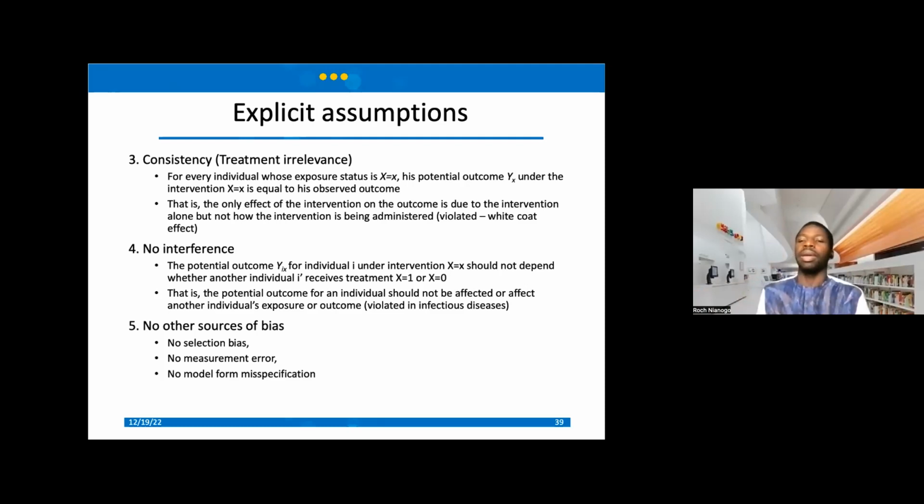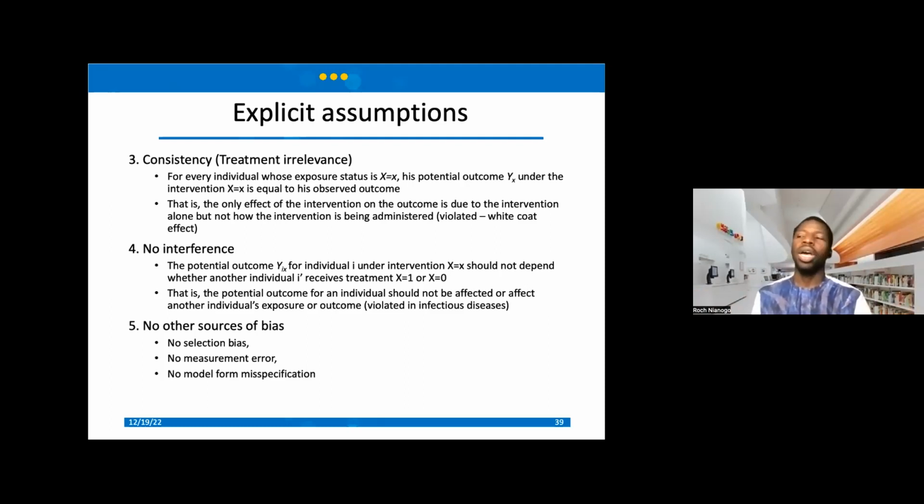Regardless of who gives you the medication, the intervention, it should give you the same thing. Interference just means that my outcome, whatever outcome I have, should not depend on or affect anyone else's outcome in the population, right? And this is obviously violated in infectious disease scenarios, right? So, it's important to think about here.